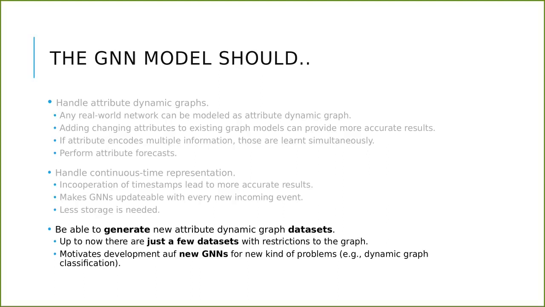To briefly touch on another point, a positive side effect of dynamic graph generation is that it motivates the development of new graph neural networks for new graph learning problems, such as dynamic graph classification, which could be used, for example, in drug discovery.